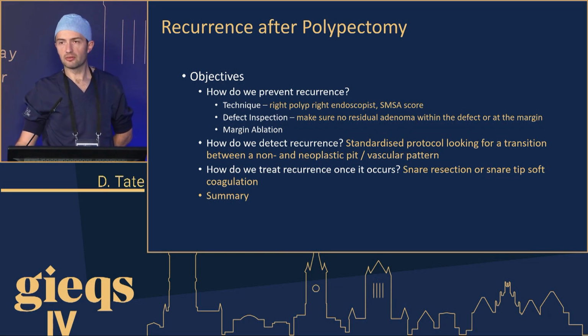How do we detect recurrence with a standardized protocol? And how do we treat it? Snare resection or snare tip soft coagulation. And cold avulsion and snare tip soft coagulation.